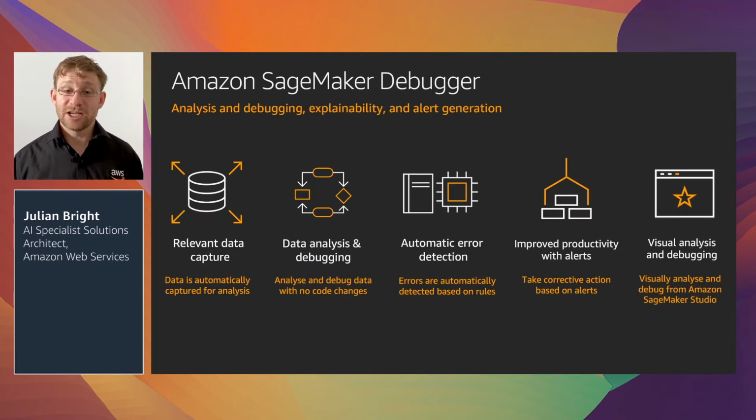In terms of Amazon SageMaker Debugger, this is a new capability to perform analysis and debugging of models in real time as they're training. We can detect errors throughout the process to ensure things like overfitting or underfitting are not happening, and that by the end of our training job, we should have good confidence that the model output is going to be usable for the next stage of the pipeline.